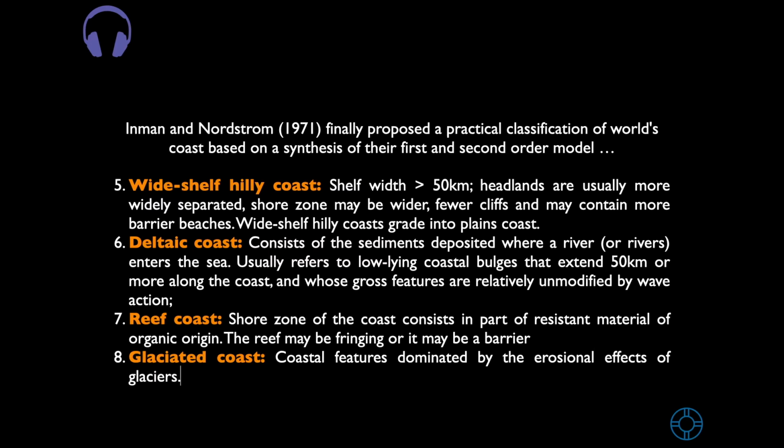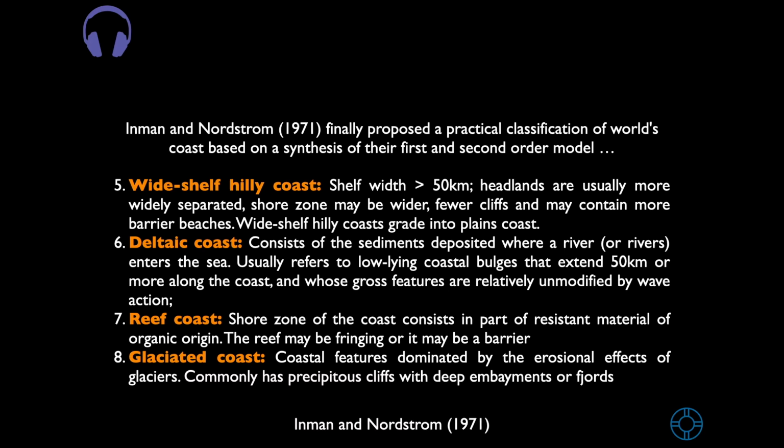The next one, number 7, are the reef coasts, where the shore zone of the coast consists in parts of resistant material of organic origin. The reef may be fringing or it may be a barrier. The last one, number 8, are the glaciated coast. These coastal features are dominated by the erosional effects of glaciers, commonly has precipitous cliffs with deep embayments or fjords.